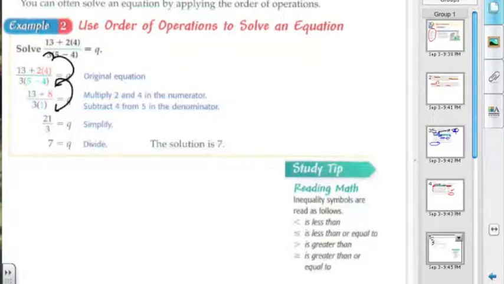All right, on the bottom, the denominator, we said 5 minus 4. That gave me 1. 3 times 1 gives me 3. Obviously, at this point, the last thing to do is to divide. 21 divided by 3 is 7. So your final answer is 7.